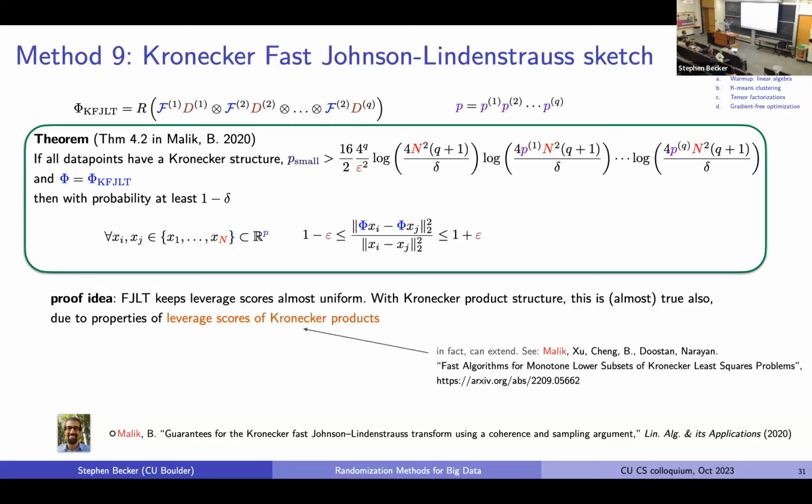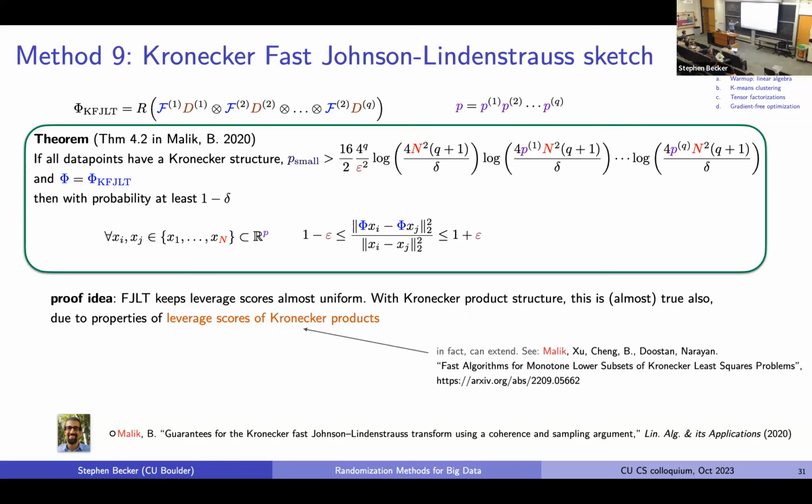What's the dependence? How large is our embedding dimension here? Well, it has a mild dependence on the number of data points we care about, n. N is always inside the log. And does it depend on p? It doesn't. It only depends on the p's individually, so I can sort of factor those p's out. So it's a pretty nice dependence.